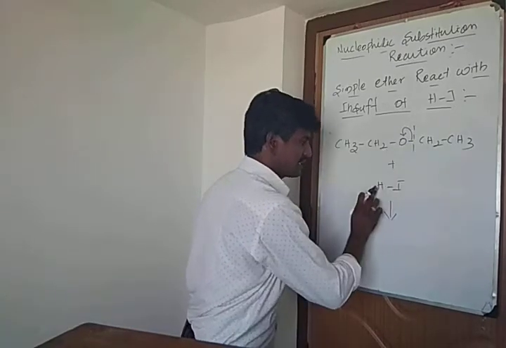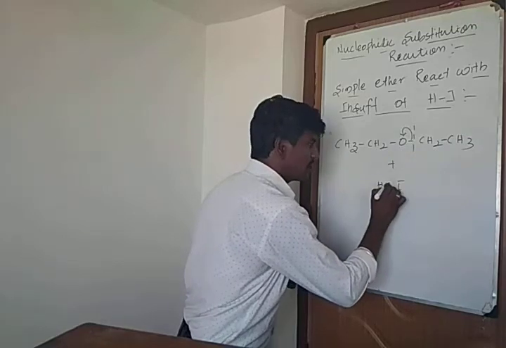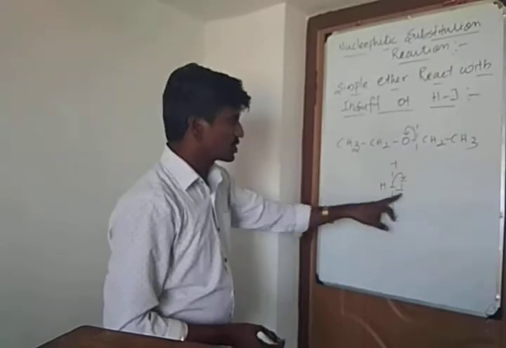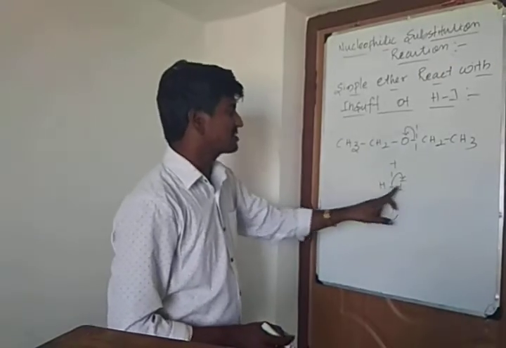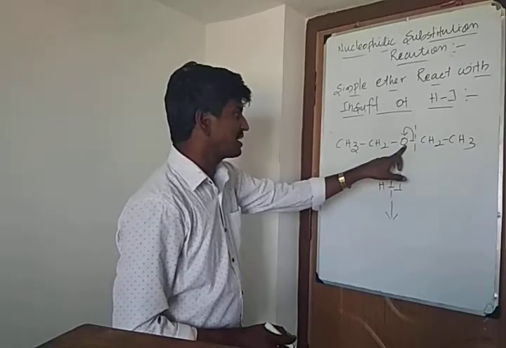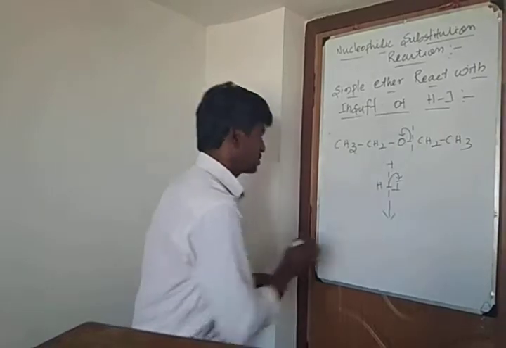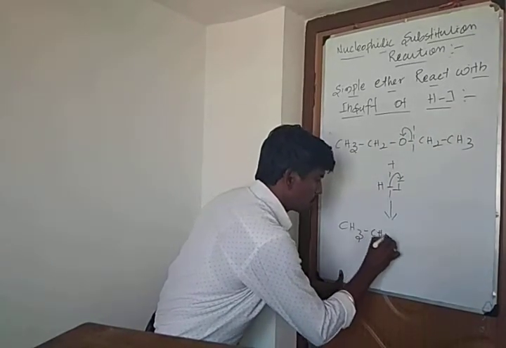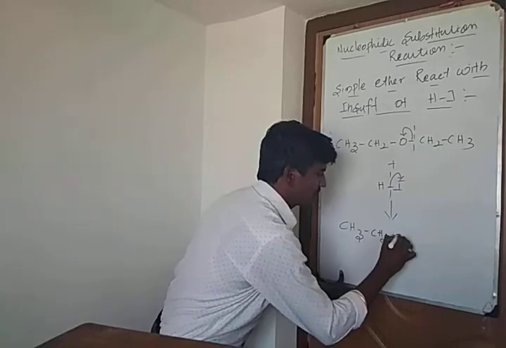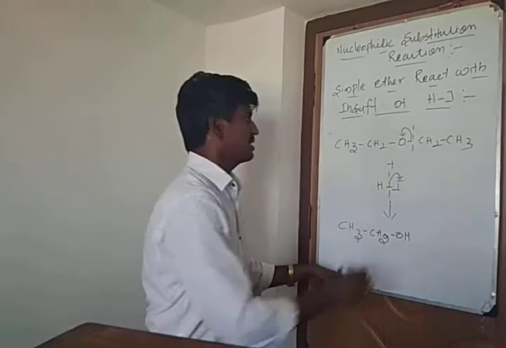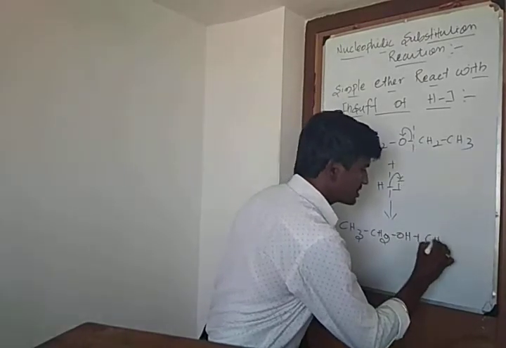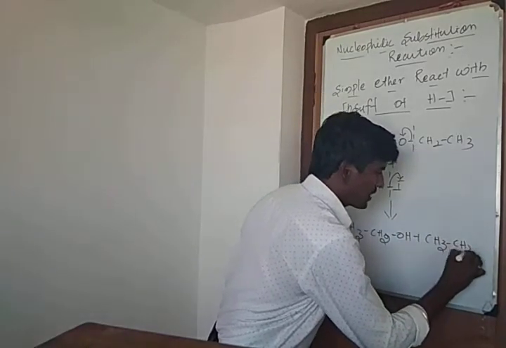O minus. Here compare hydrogen and iodine. Iodine's electronegativity is greater than hydrogen. So here also the bond breaks, I minus, H plus. Here O minus H plus bond formation. You can get CH3, CH2, O, H, ethanol, one product. Another product is C plus with I minus, CH3, CH2, I.